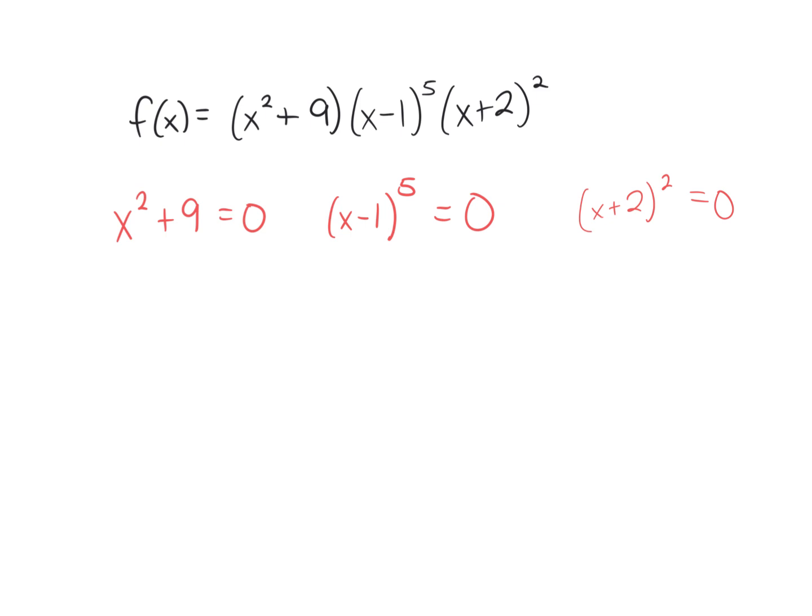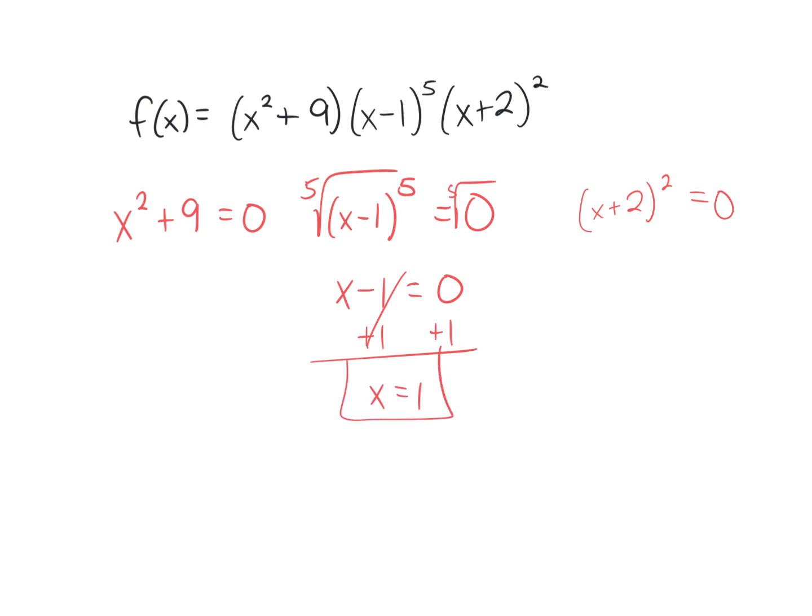I'm going to skip this one for now. Let's solve these two first. What do I do with this? Nothing, it's square root. Think of square rooting, okay? But square root of 0 is 0. How do I solve? Add 1. X equals 1. There's 1. What about the third one? Square root. Same thing. X plus 2 equals 0. Subtract 2. X equals negative 2.